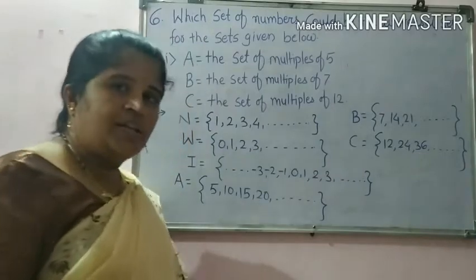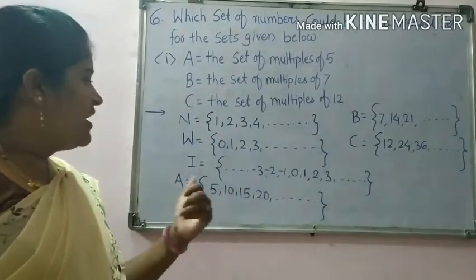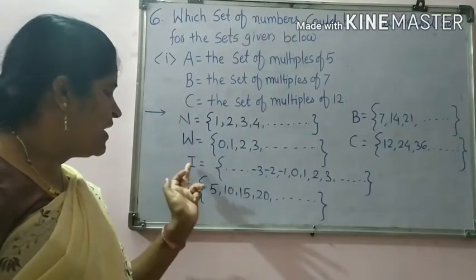Now if we observe the elements of these three sets, you will easily understand that these are the subsets of sets of natural number, whole numbers and integers.